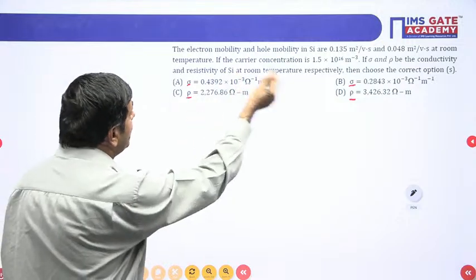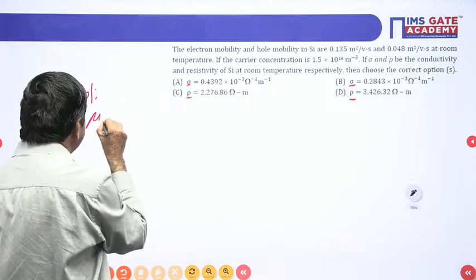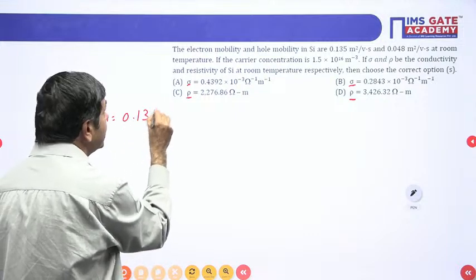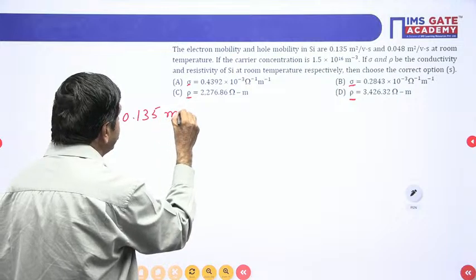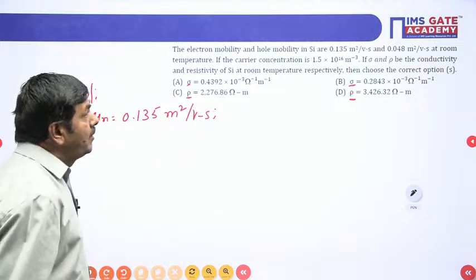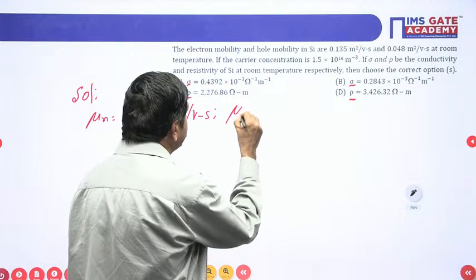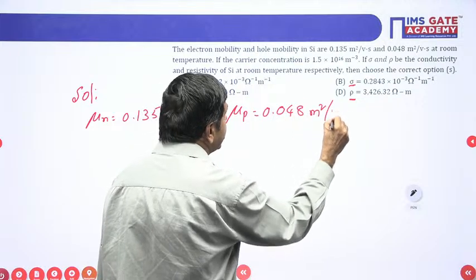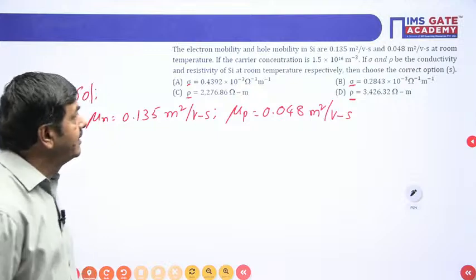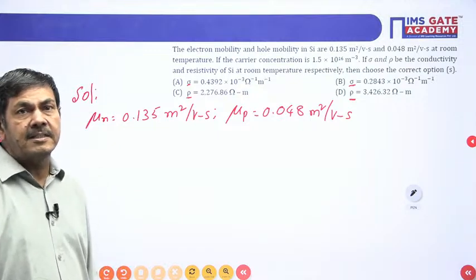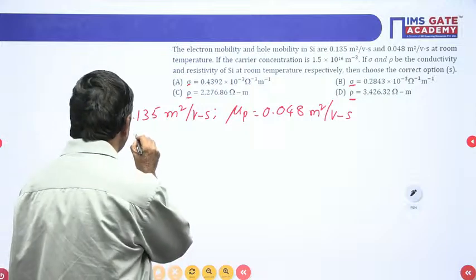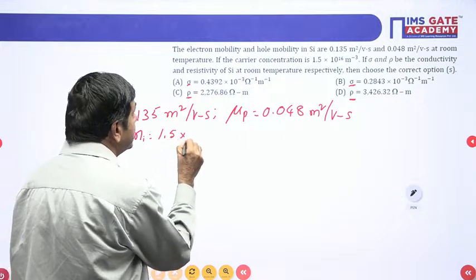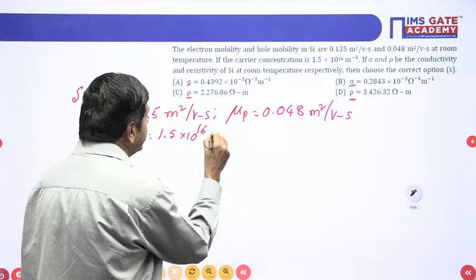In the problem, the mobility of electrons, mu n, is given: mu n equals 0.135 meter square per volt second. And the mobility of holes, mu p, is 0.048 meter square per volt second at room temperature. The carrier concentration is nothing but ni, the intrinsic concentration, given as 1.5 into 10 power 16 per meter cube.